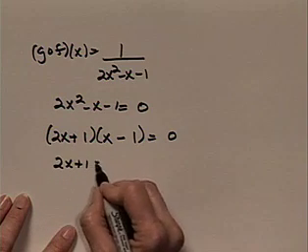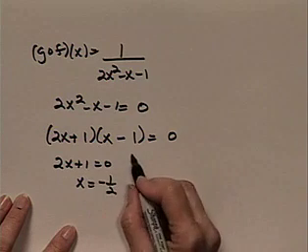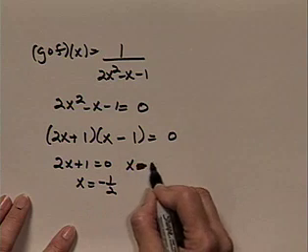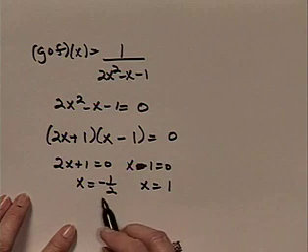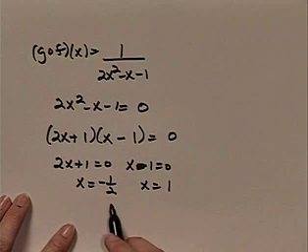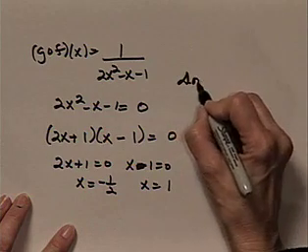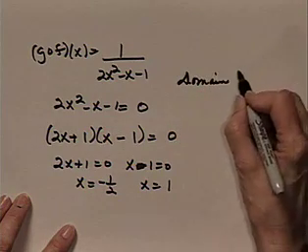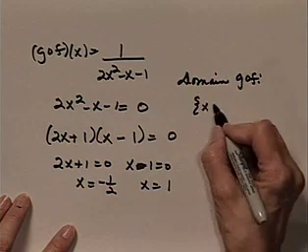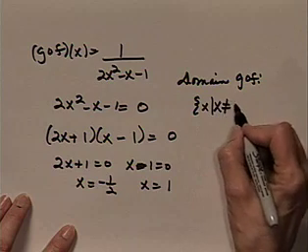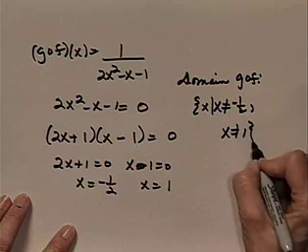So 2x plus 1 equals 0, or x equals negative 1/2. And x minus 1 equals 0. So x equals 1. So the two values we have to exclude from the domain are x equals negative 1/2 and x equals 1. So the domain for g composed with f then consists of the set of all x such that x does not equal negative 1/2 and x does not equal 1.